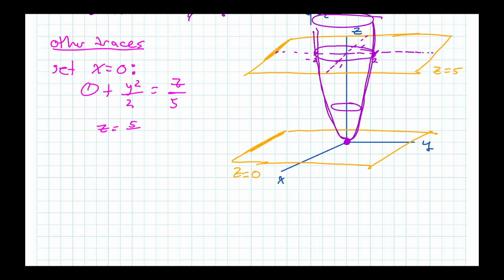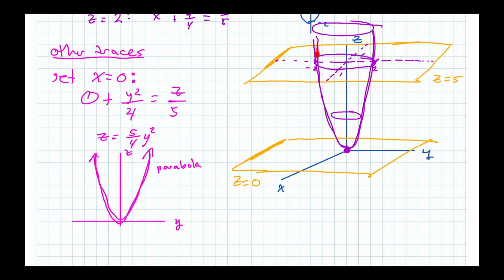And what is this shape? Hopefully you realize that this shape is just a parabola, right? If you put y here, you put z here, and you get a parabola. Which, look at that. If you look at this on the side, it's a parabola.